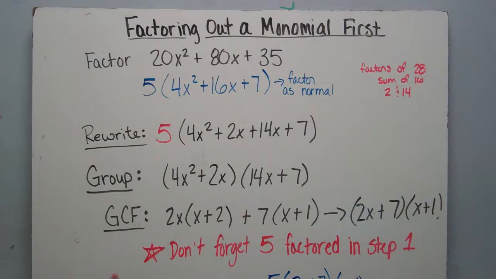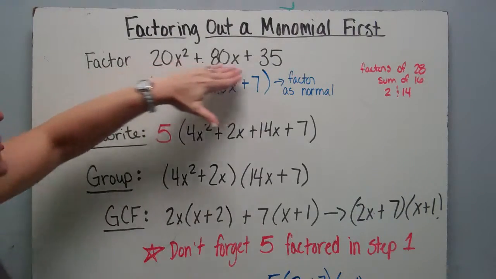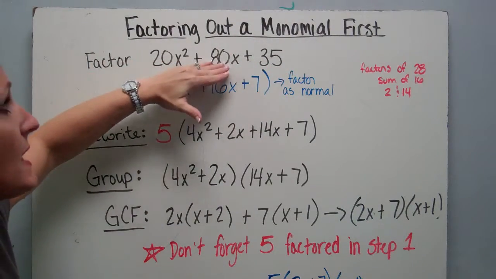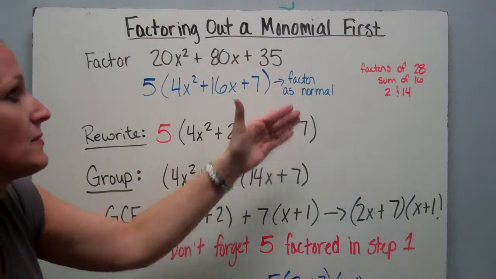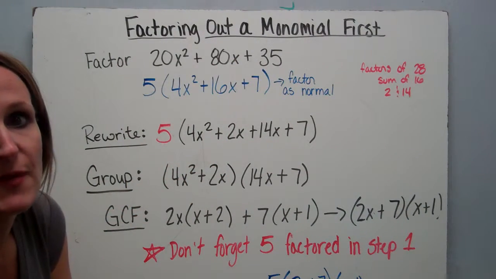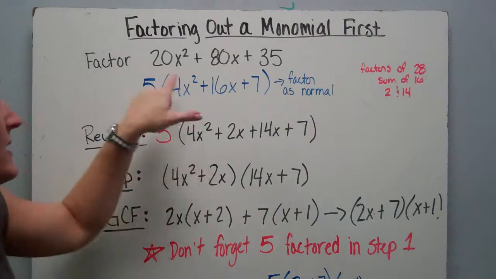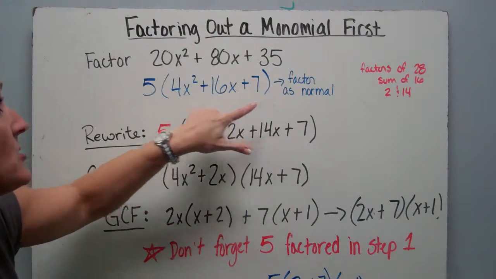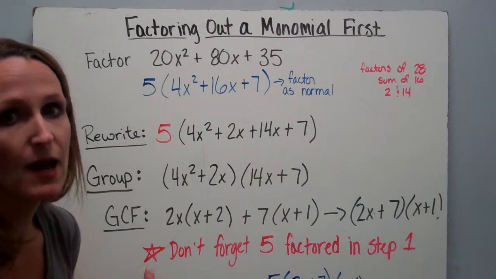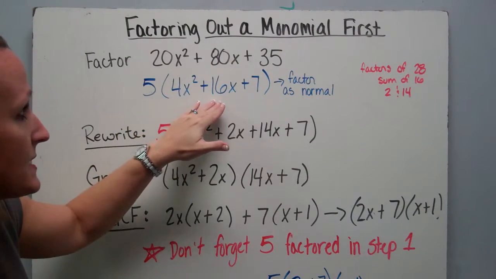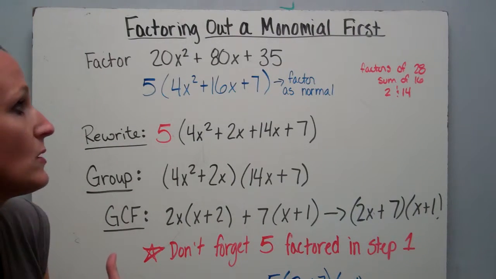Okay, what if I have to factor out a monomial first? In other words, I have this huge number, 20x squared plus 80x plus 35. I don't want to multiply 20 times 35 and then have to factor from there. But look, these all have something in common that I can pull out because everything ends in a 0 or a 5. So I'm going to pull out this 5 first. I divided everything by 5. So now what I'm dealing with is 4x squared plus 16x plus 7. Now I can factor as normal.